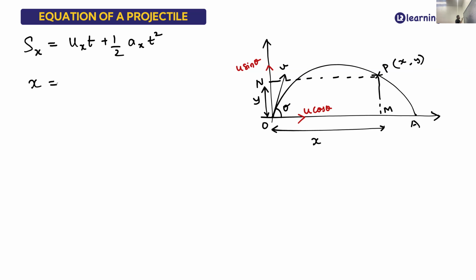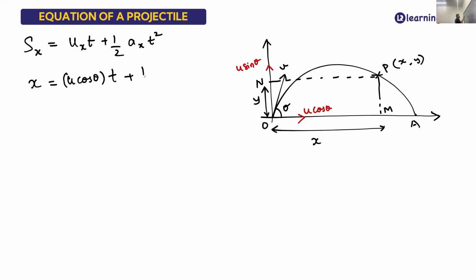x is equal to, what is the initial velocity which is pushing it to the distance? It is horizontally. It is u cos theta. See, ux means initial velocity along x direction. It is going to be u cos theta into the time taken by the particle to reach from point O to P. It's t only. It's not time of flight or anything. It is some random time t.